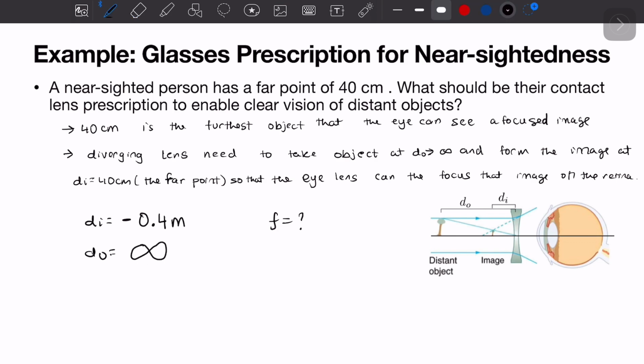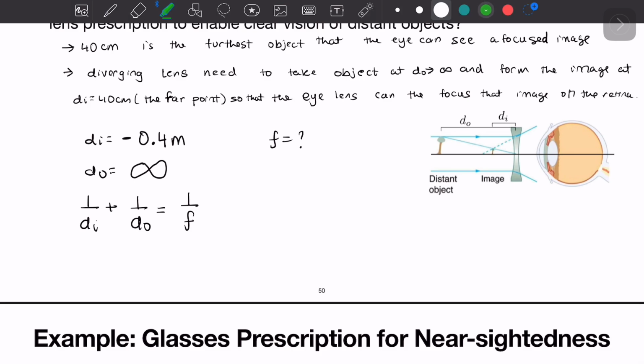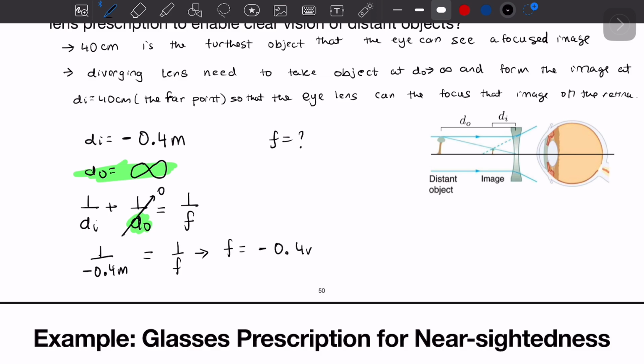And then if we figure out the focal length of this corrective lens, then we can find what power that correction needs to be. So we start with the lens equation, 1 over di plus 1 over do is equal to 1 over f. Well, we know we're taking the limit as do goes to infinity. If you do 1 divided by a really large number, this goes to 0. So we have 1 over di, so 1 over negative 0.4 meters is equal to 1 over f. That means that f is equal to negative 0.4 meters. And so far, numerically, things make sense because diverging lenses have negative focal length, and that's what we have.